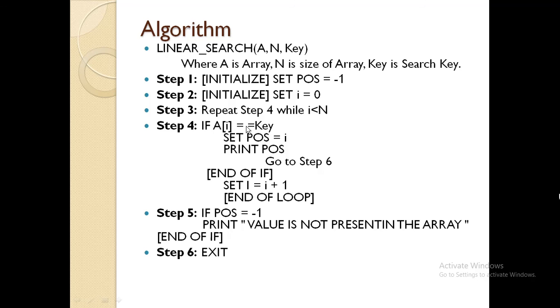If the condition is true, if a of i is equal to key, then the value of i is stored into position. That means the location is stored into position, and here we can print the position. If position contains -1, that means the condition is never true, then in that case position stores -1. So here you will get a result that value is not present in the array. If your key is not matched with any of the elements in the array, then at the end you will get the result that element is not found.